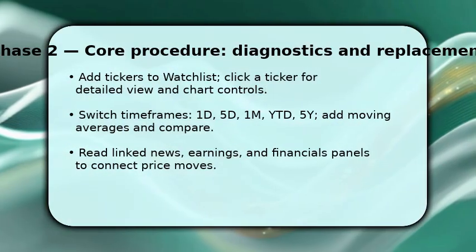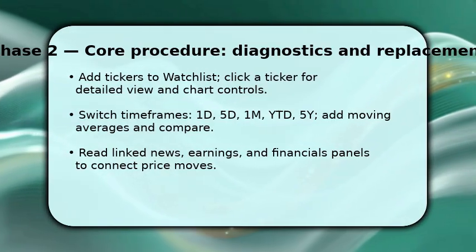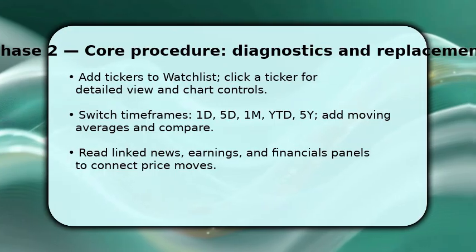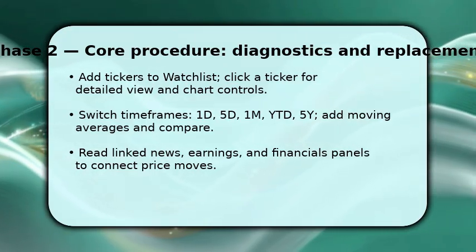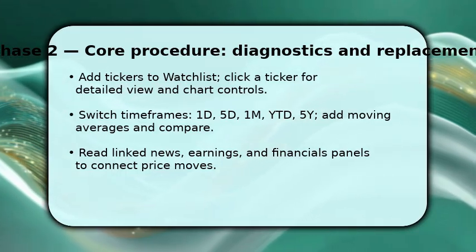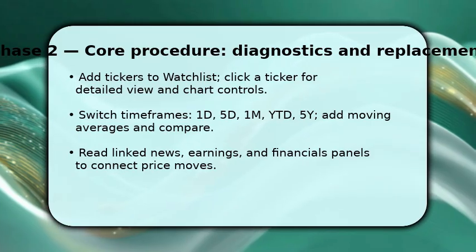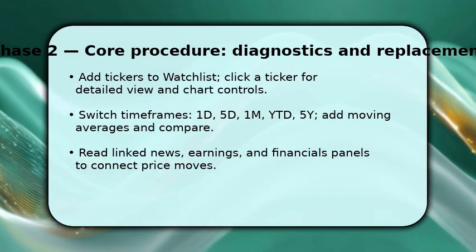You now dive into the chart and analysis tools. Click any ticker to open its detailed page. Once there, switch timeframes, 1D through 5Y, to see short versus long trends, and add overlays like moving averages to interpret momentum. Use the compare function to add indices or peer stocks. You'll understand relative performance faster.